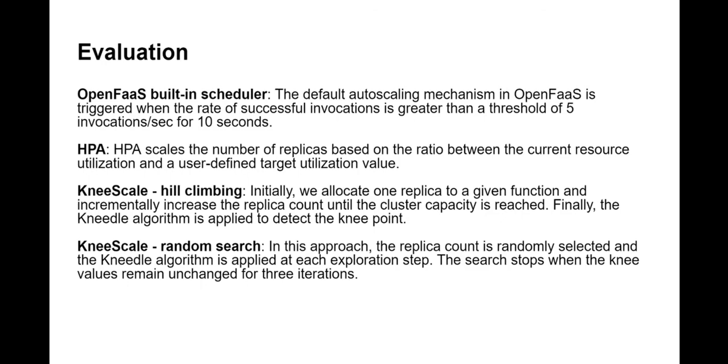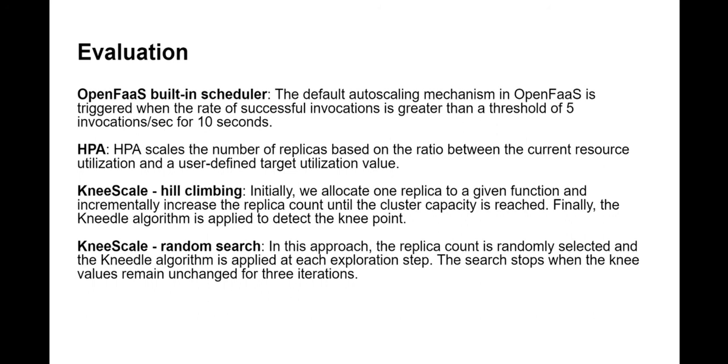Then we talk about the evaluation of KneeScale. We use four competing techniques. The first one is OpenFaaS built-in scheduler. This is the default auto-scaling mechanism provided by OpenFaaS, and it is triggered when the invocation rate is greater than 5. The second one is horizontal pod auto-scaling provided by Kubernetes.